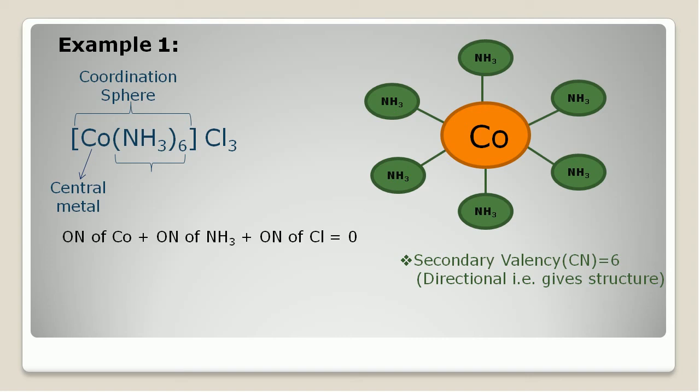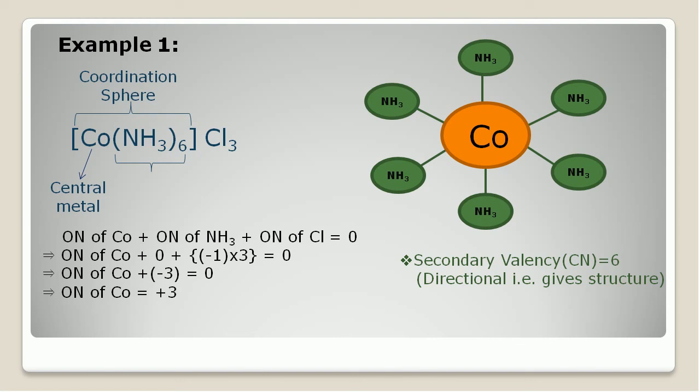So in this case, the oxidation number of cobalt plus the oxidation number of ammonia plus the oxidation number of chlorine should be equal to 0. Here the oxidation number of cobalt is unknown and to be calculated. The oxidation number of ammonia is 0 because ammonia is a neutral molecule, so the sum of the oxidation numbers of its atoms will be 0. We multiply the oxidation number of chlorine, that is -1, by 3 because there are 3 chlorine atoms. Then by mathematical calculation we get the oxidation number of cobalt as +3.